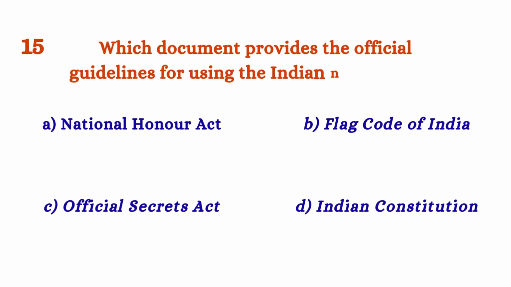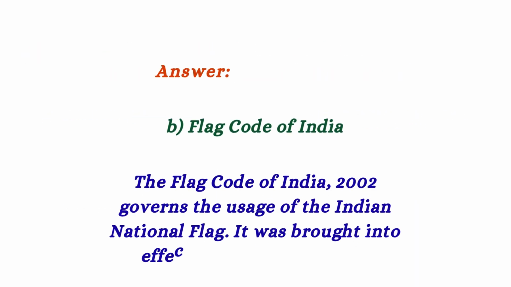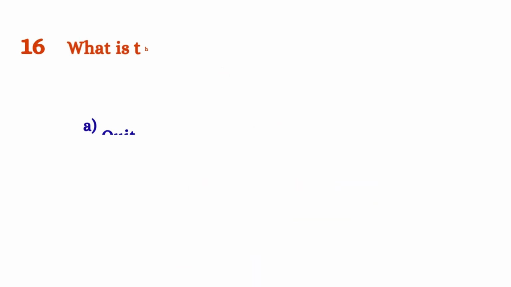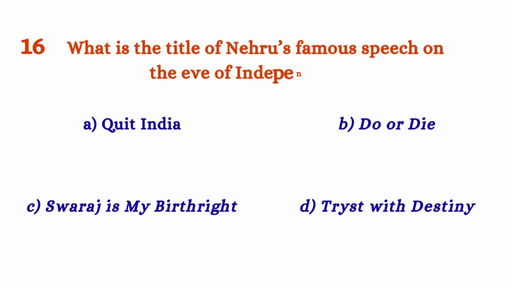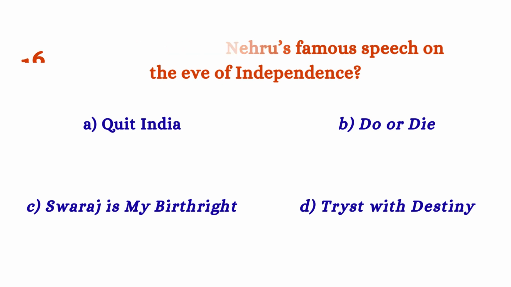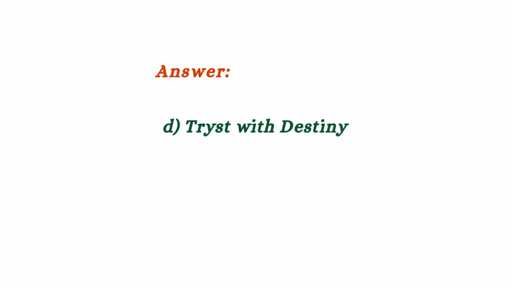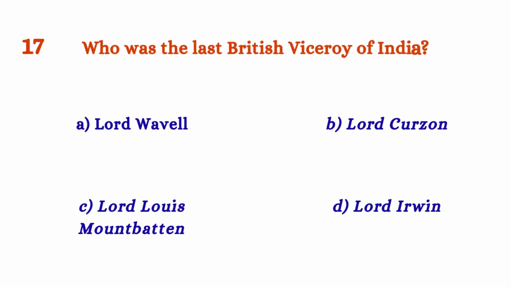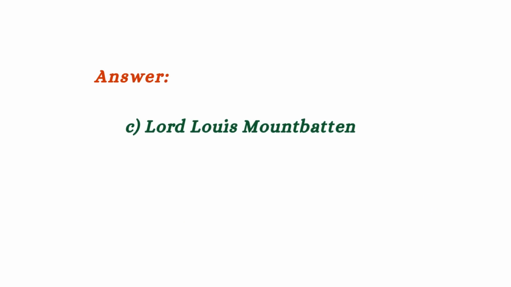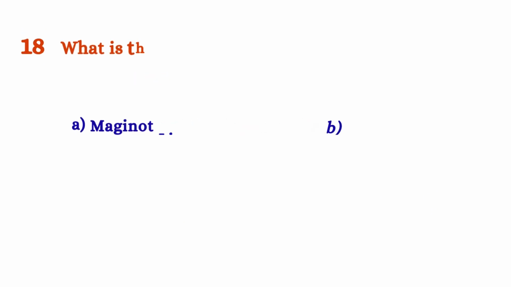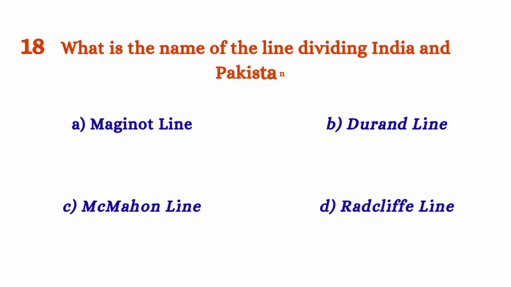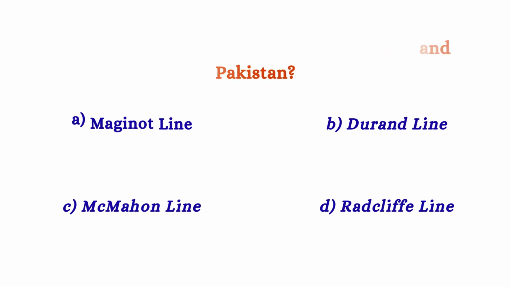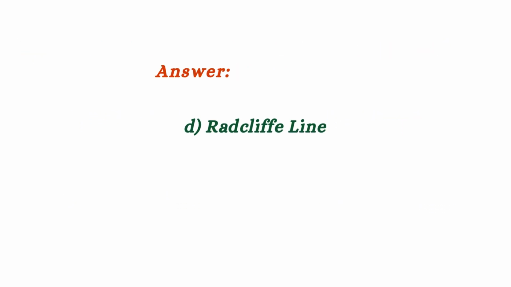Which document provides the official guidelines for using the Indian national flag? Flag Code of India. What is the title of Nehru's famous speech on the eve of independence? Tryst with Destiny. Who was the last British Viceroy of India? Lord Louis Mountbatten. What is the name of the line dividing India and Pakistan? Radcliffe Line.